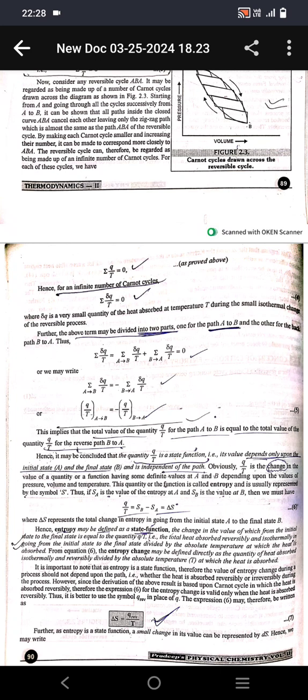Entropy is a state function. A small change in its value can be represented by dS, hence we may write dS equals δQ reversible divided by T. So our chapter is complete.